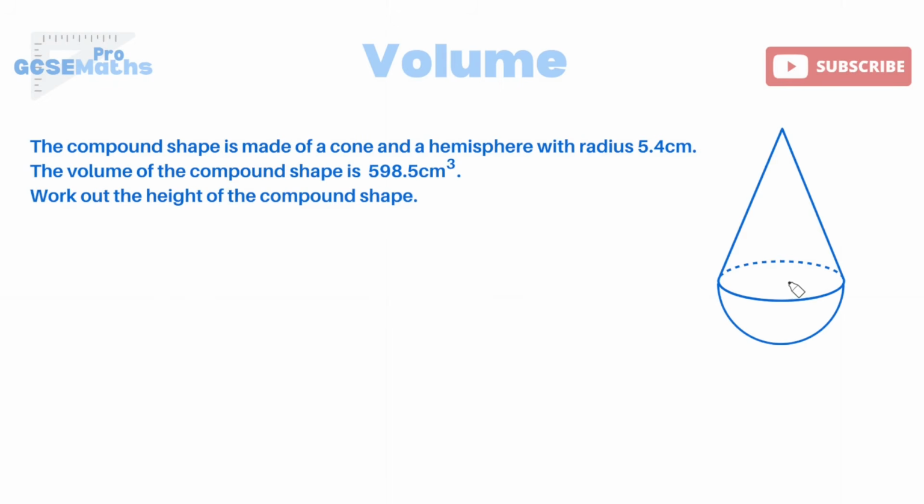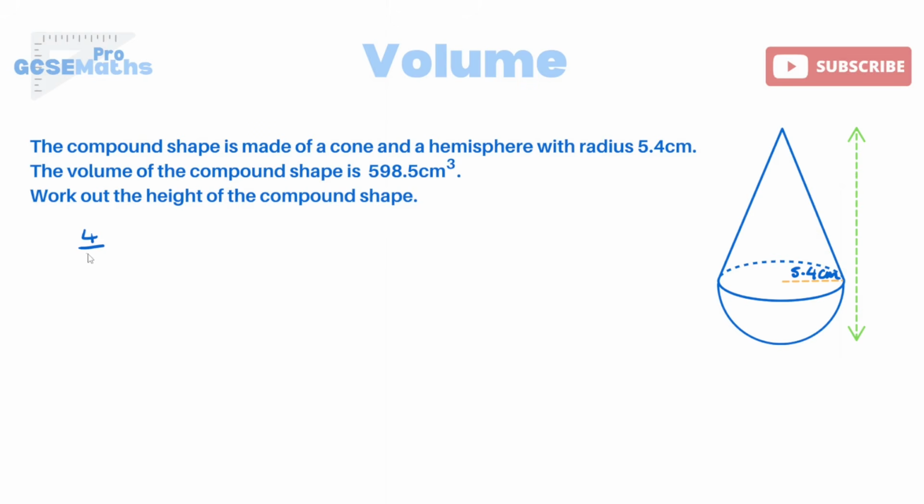So let's add in the radius onto our diagram. The radius of both the hemisphere and the cone is 5.4. And we want to know the total height of the shape. So, because we've been given the volume as an actual number, that's where we need to start in terms of creating a formula, creating an equation. So, let's add both of those together.